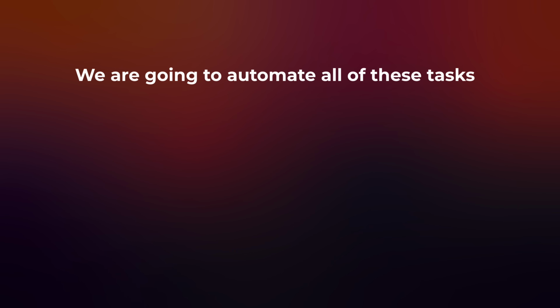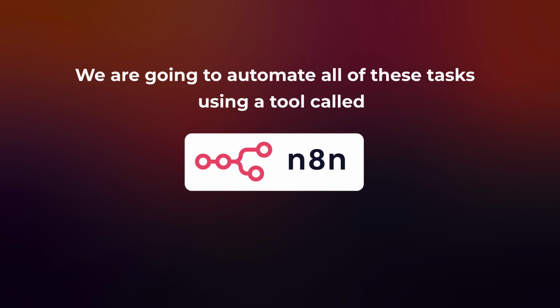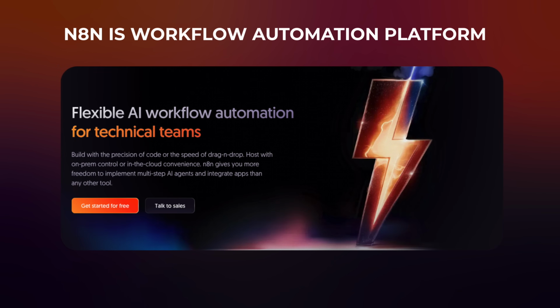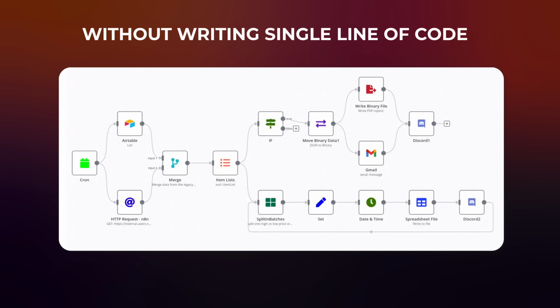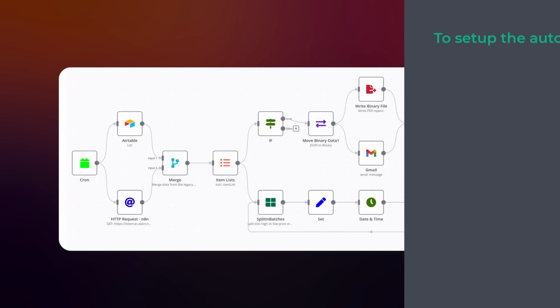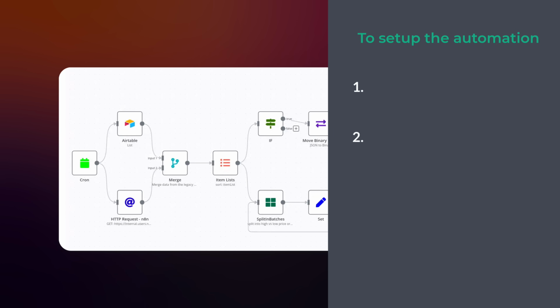We are going to automate all of these tasks using a tool called N8N. N8N is a workflow automation platform that lets you connect different apps and set up AI-powered workflows without writing a single line of code. So to set up this automation, we are going to do two steps. The first step is to get an N8N hosting.